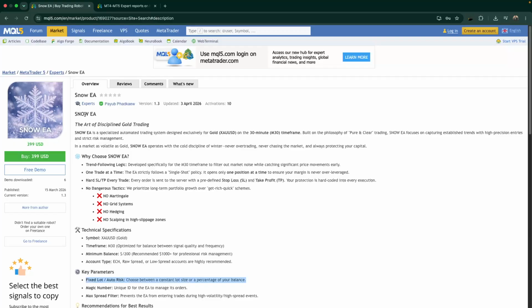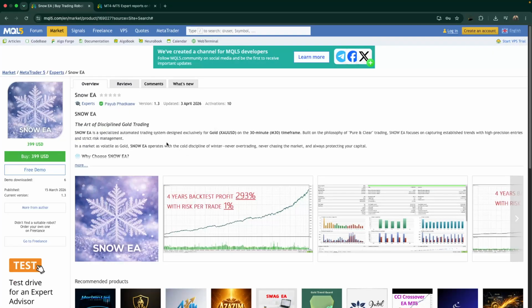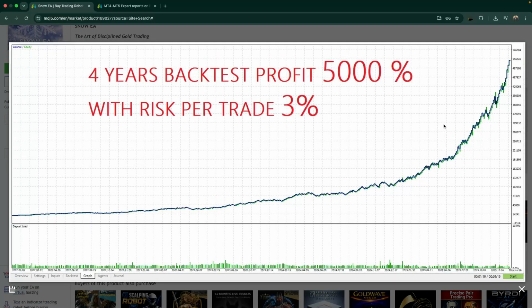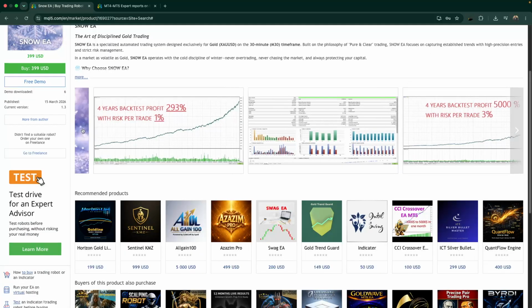Now that's it for the Snow EA. The only caveat is that it doesn't really have much push to it. There's not much traction to it, but it does have some results here. We have the 4-year backtest showing profit of 5,000%, risking 3%. And all of this depends on the risk that you are able to afford or take, and also depending on your account balance. So this is another backtest result.